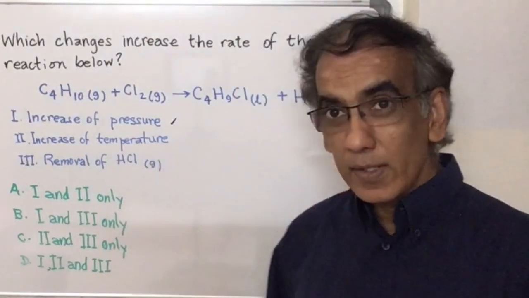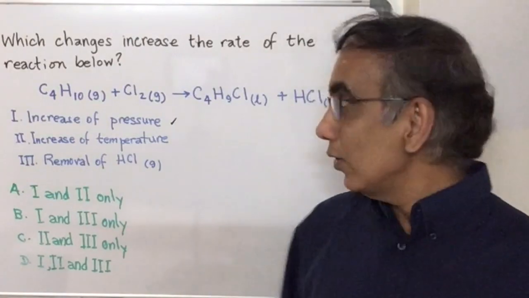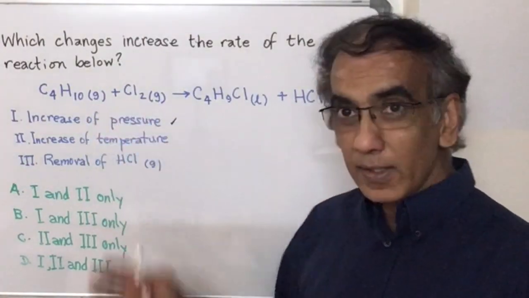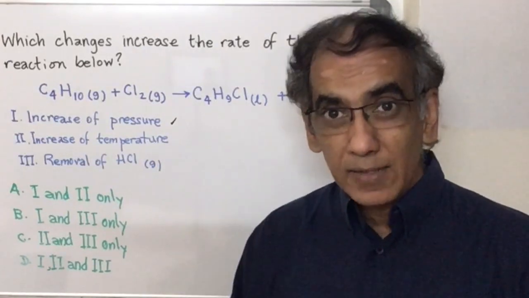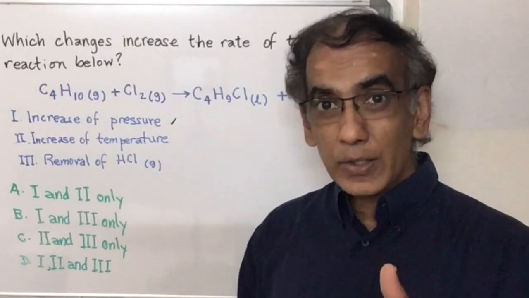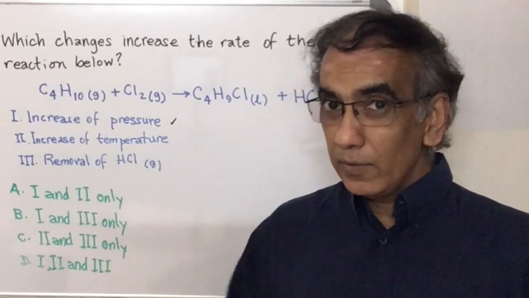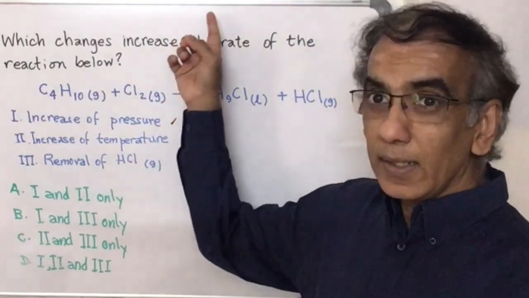Next we have the increase in temperature. And in keeping with the studies of the Maxwell-Boltzmann curve, you know that temperature increases the kinetic energy of the particles. More particles would be able to cross the activation energy barrier in a given amount of time, and therefore the reaction rate would be increased. If you want to return to that lesson on the Maxwell-Boltzmann curve, you can click on the card above.